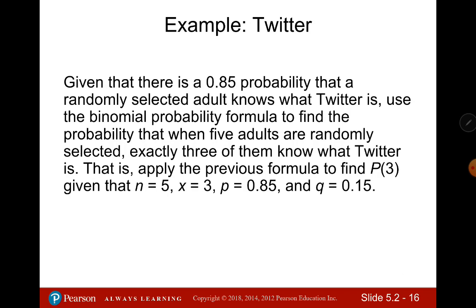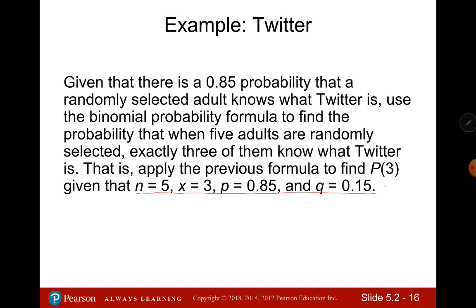Let's go back to the example. In this example, we already know the results follow the binomial distribution, right? So we also figure out all the values we need. We already listed all the values we need to find exactly three persons out of 5 who know what Twitter is. Here, the x value is a single value, exactly 3 persons. So exactly 3 is a single value. So x is equal to 3.